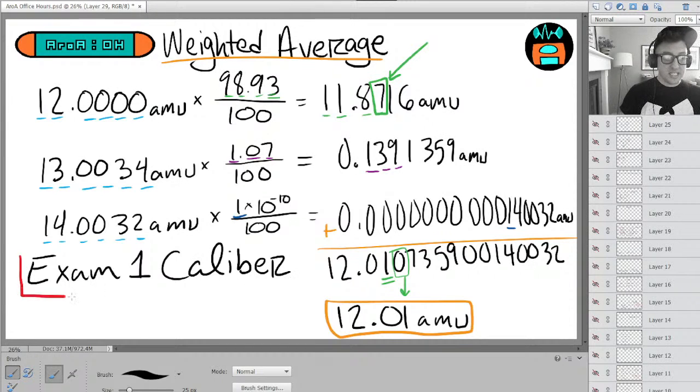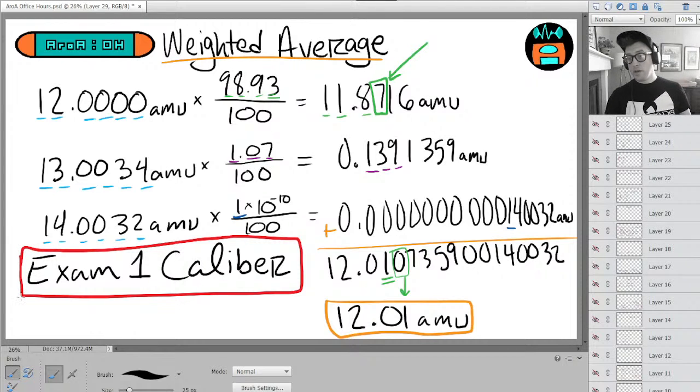All right, so you can expect to have a problem on the first exam where you will be calculating a weighted average and determining the atomic mass for an element on the periodic table. So this is totally exam 1 caliber. You will get a problem like this on the first exam, so this is definitely something you want to practice.